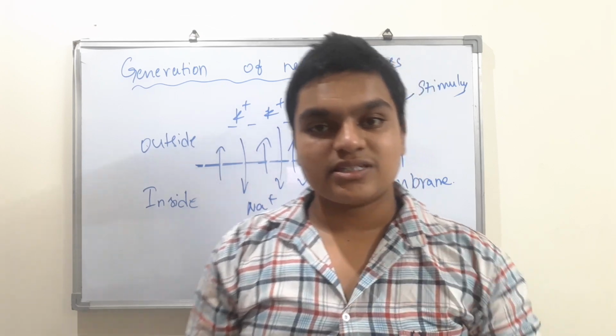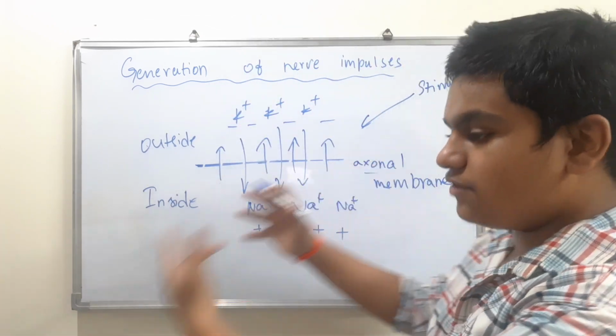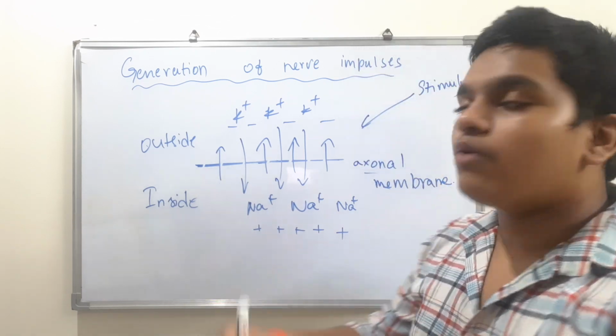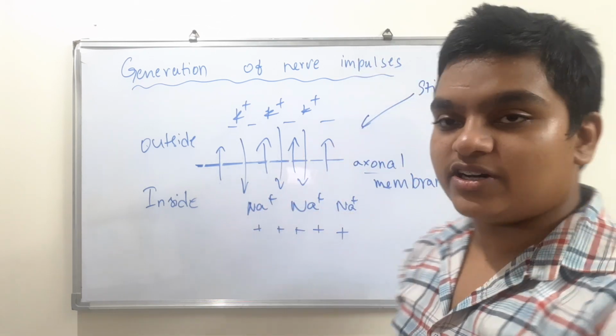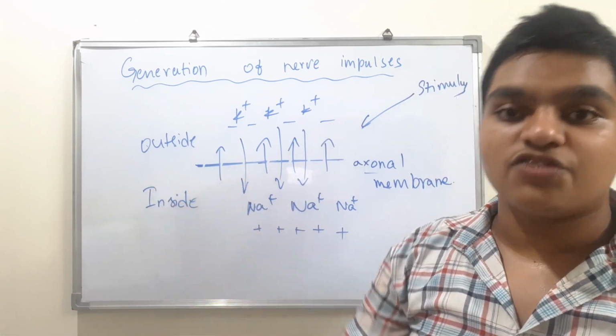And if this polarized state is being reversed, there is a generation of impulse, a generation of nerve impulse. And how is this happening? There is a potential difference, a potential gradient. Through this potential gradient, there is a generation of nerve impulse.